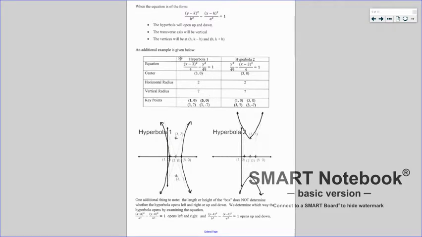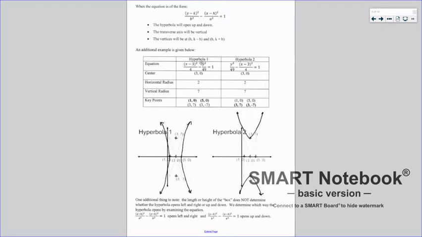All right, so let's compare them with these two examples. Hyperbola number 1, center's at (3, 0). Horizontal radius is 2. Vertical radius is 7. Let's go left and right 2. Up and down 7. Be able to draw in the box, draw the diagonals.